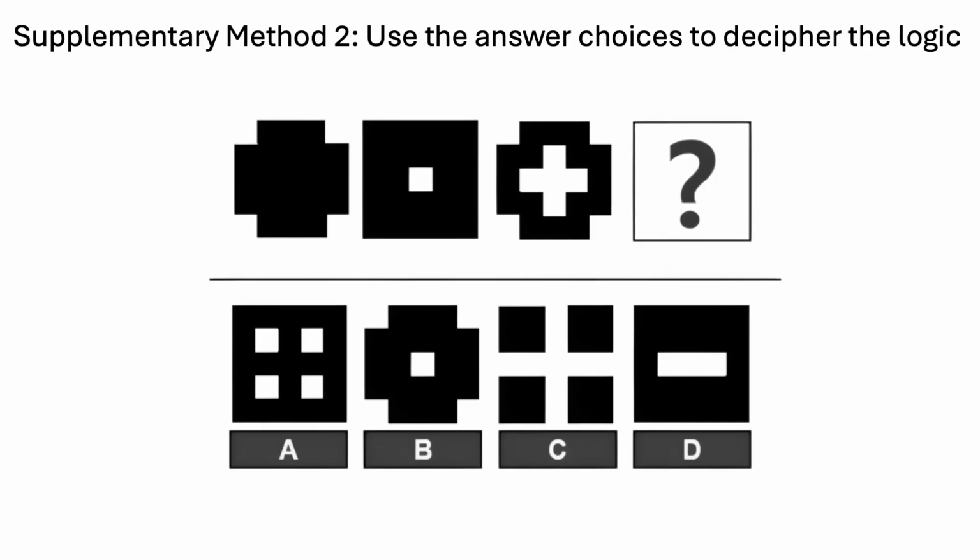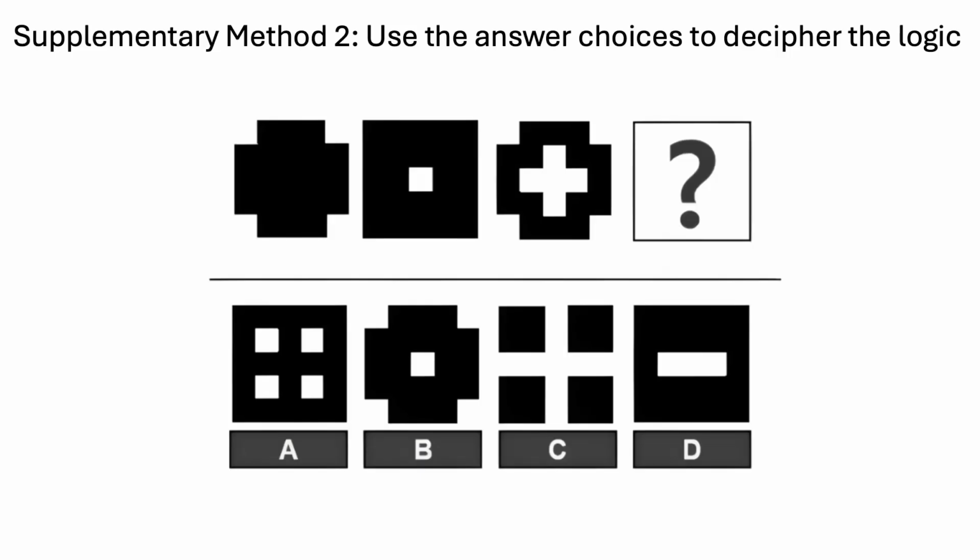So now let's talk about the second supplementary method, which is about using the answer choices to decipher the logic. And this is very valuable when the series doesn't click right away, when it's not obvious how to solve the problem or how to think about identifying the pattern. So as before, we'll go through this example to understand how this works in practice, but first let's briefly talk about this in a general way.